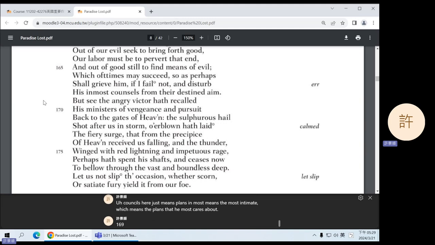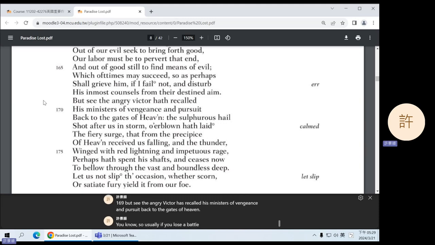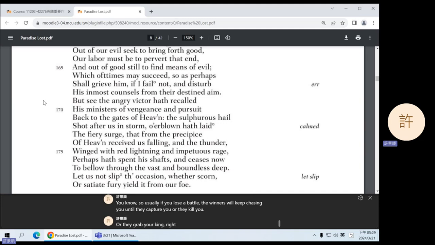169. But see, the angry victor hath recalled his ministers of vengeance and pursuit back to the gates of heaven. Usually if you lose a battle, the winners will keep chasing you until they capture you or they kill you or they grab your king. But here Satan is saying, look, God has called his army back to the gates of heaven.